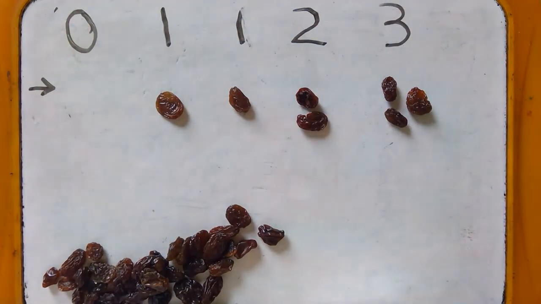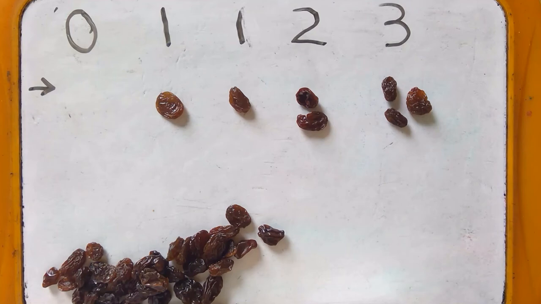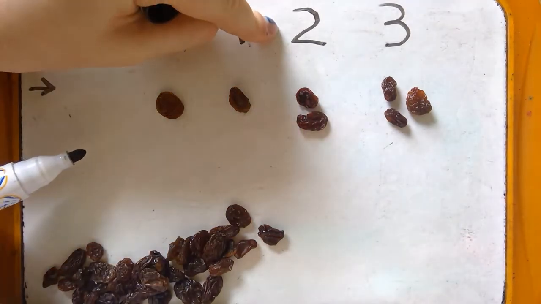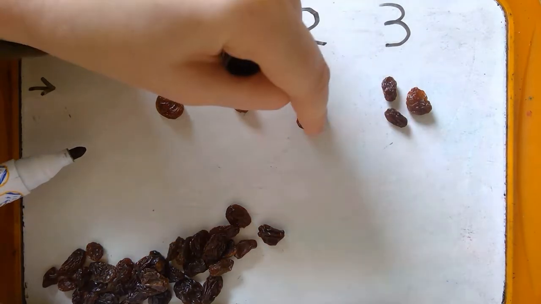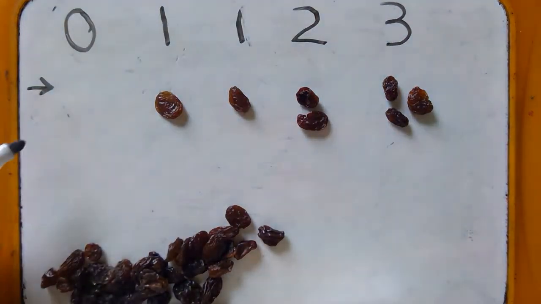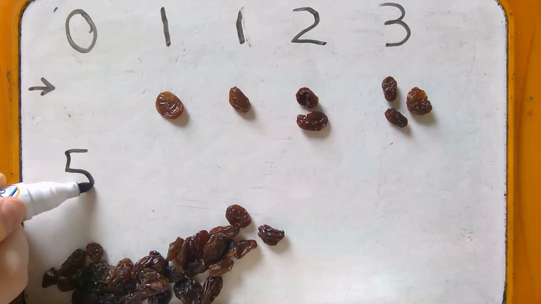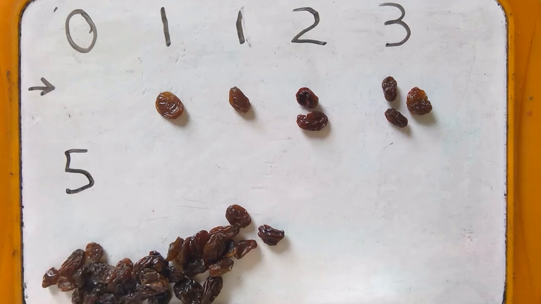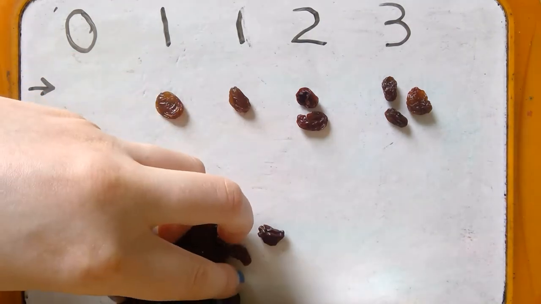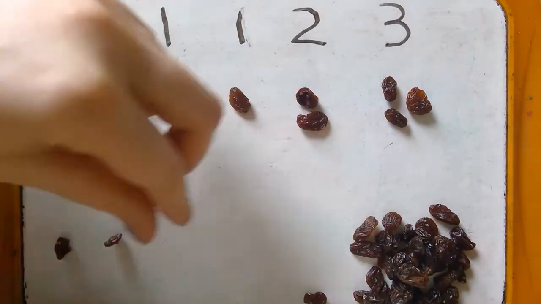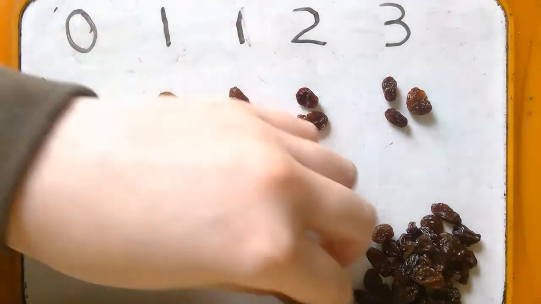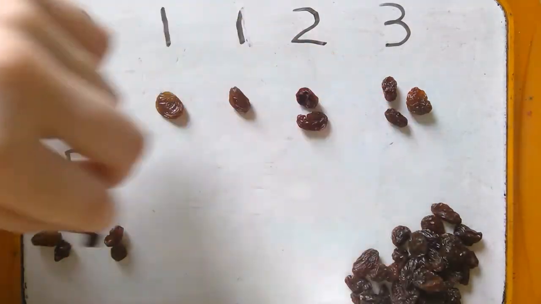Here we are, so there's 3. Shall we try and see what comes next? Okay, let's put it down here. So the last two numbers in the sequence, 2 and 3, added together: 1, 2, 3, 4, 5. So the next number is 5. Oh, let's put 5 raisins there. Should we just move these over there out of the way? 1, 2, 3, 4, 5.